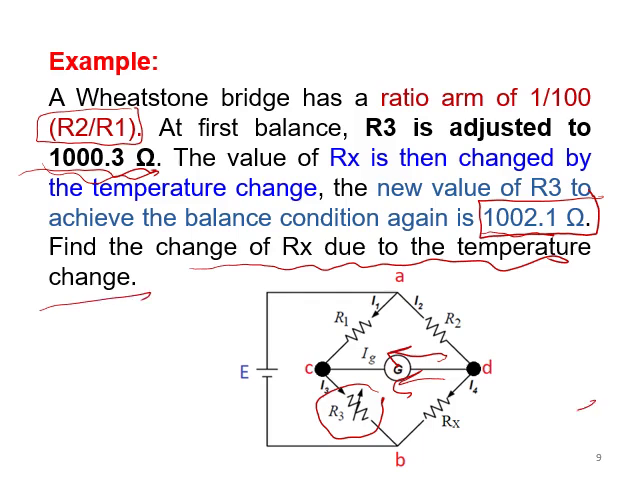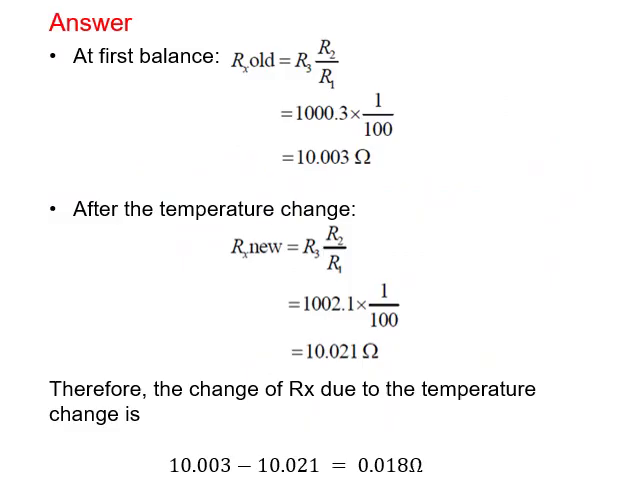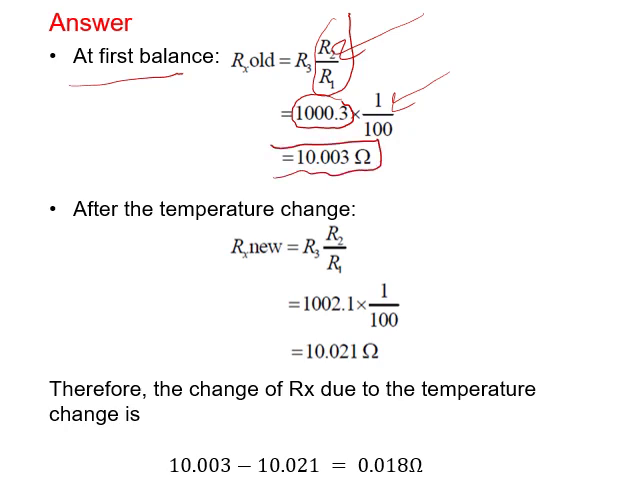So he wants to know what is the change in Rx. Very simple, we can calculate Rx at the first condition, and then we calculate Rx in the second condition and find the difference between them. As you see here, at first balance, when it's balanced at the beginning, R3 equals this much. See how we put the equation? We put the equation as R3 times R1 over R2, so that we can use this as a ratio. It's the same thing anyway, nothing changed here. So we will find at the first balance condition, Rx, the unknown resistor, is equal to 1000.3 times the ratio. So I got 10.003.